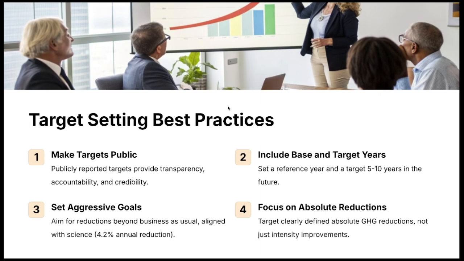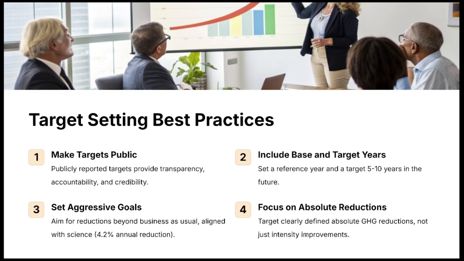Let's talk about some best practices to set a strong GHG reduction target. First, always make the target public. Sharing it builds transparency and accountability while signaling to stakeholders, investors, customers, and employees that you are serious about climate action. Also include both a base year and a target year. The base year gives you a reference point, while the target year, usually 5 to 10 years out, sets a clear timeline for progress. Third, set aggressive science-aligned goals. The Science Based Targets initiative recommends aiming for an annual reduction of around 4.2%, which aligns with the pathway needed to limit global warming to 1.5 degrees.